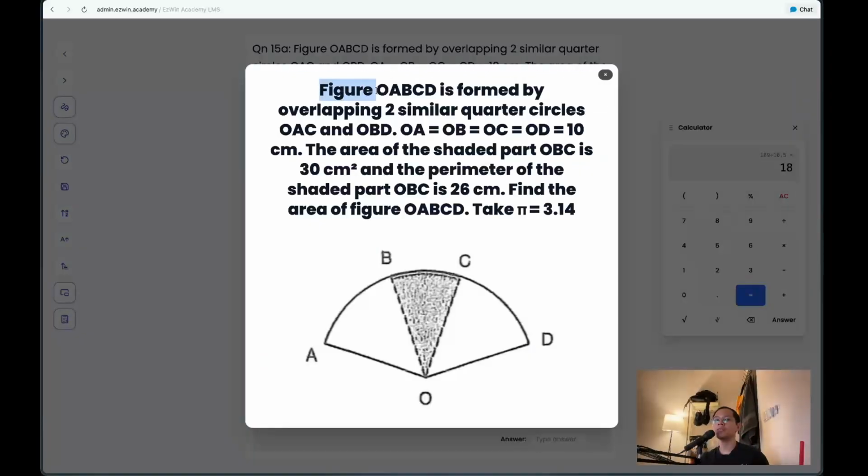Question 15a. Figure OABCD is formed by overlapping two similar quarter circles OAC and OBD. OA is equal to OB is equal to OC, which is equal to OD, which is equal to 10 centimeters. The area of the shaded part OBC is 30 centimeters square, and the perimeter of the shaded part OBC is 26 centimeters. Find the area of figure OABCD.